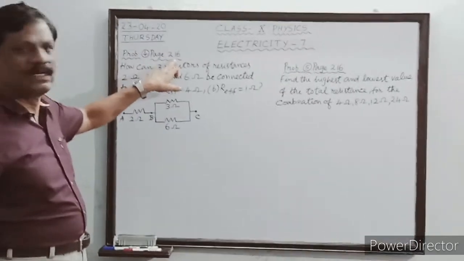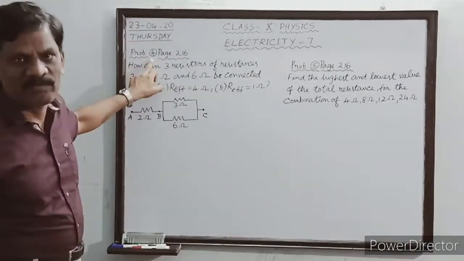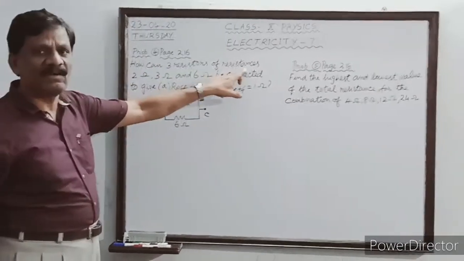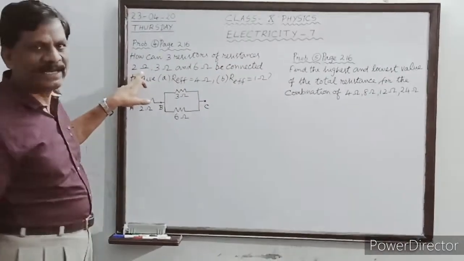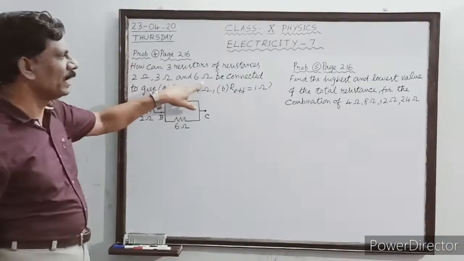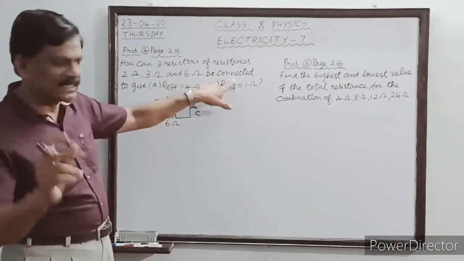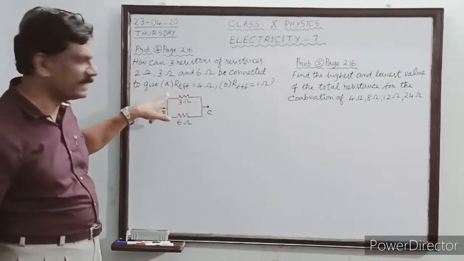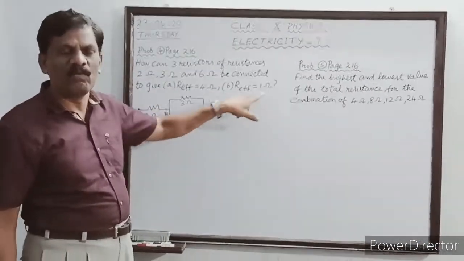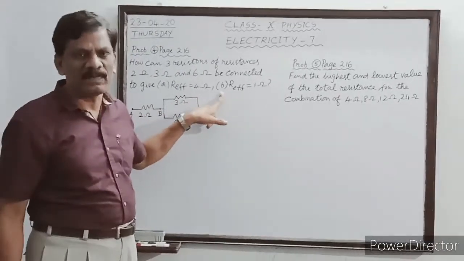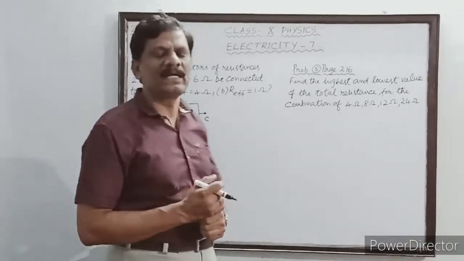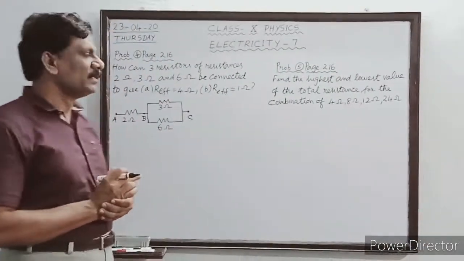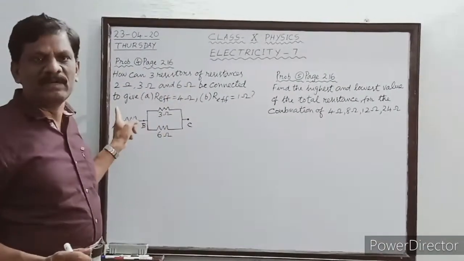On page number 216, the problem number 4. How can three resistors whose values are 2 ohm, 3 ohm and 6 ohm be connected to give an effective resistance of 4 ohm in case A and an effective resistance of 1 ohm in case B? Now whenever such problems come in any exam, either a school exam or board exam, first you will have to work it out mentally.